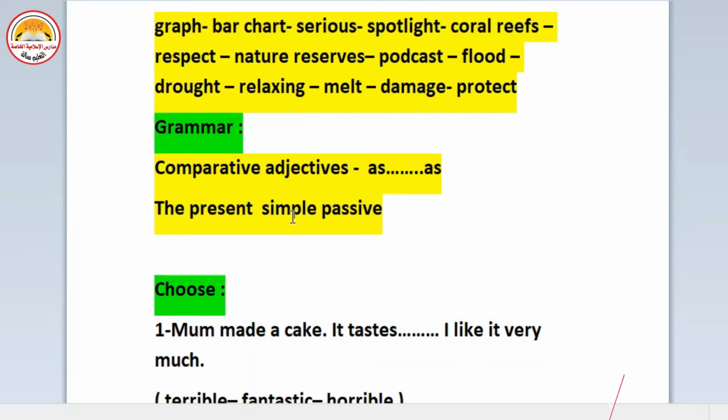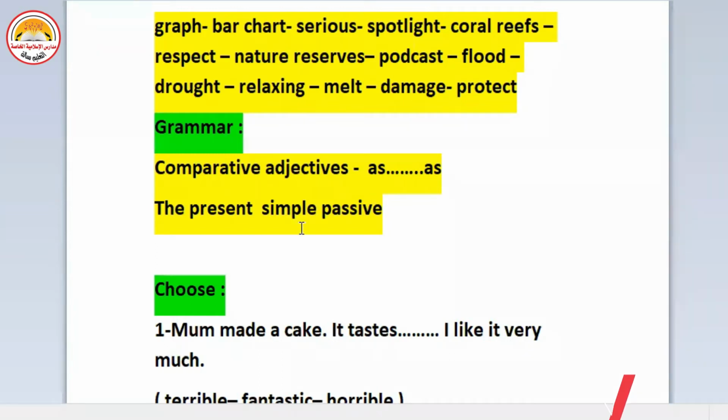What about the present simple passive? We use the present simple passive when the object is more important than the subject, or when we don't know the subject which leads the action. How do we change a sentence from active into passive? First, you have to start the sentence with the object, then plus am, is or are plus the past participle. This is concerning our main vocabulary and grammar in units 5 and 6.